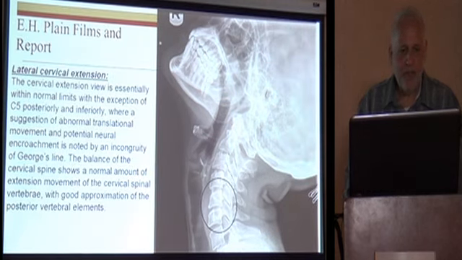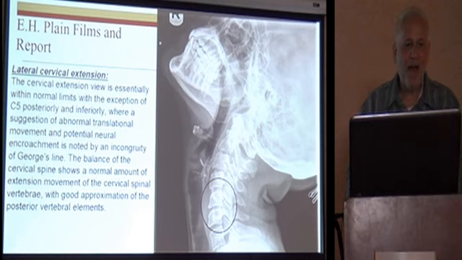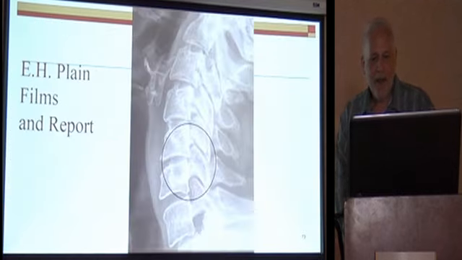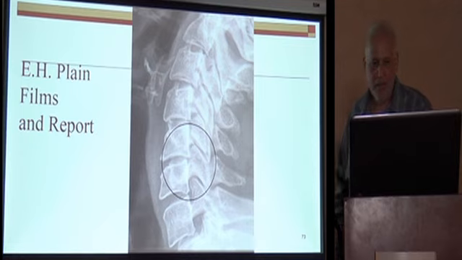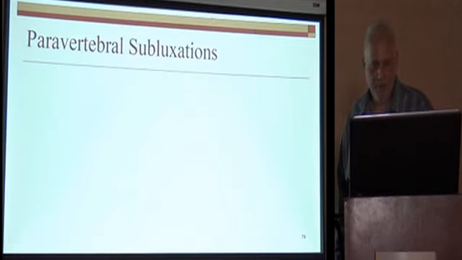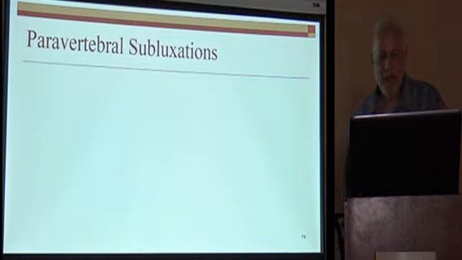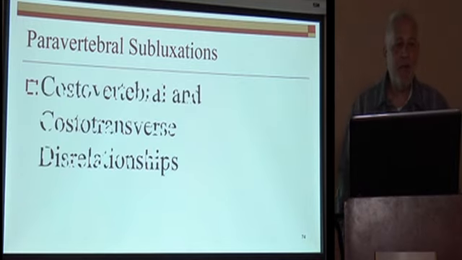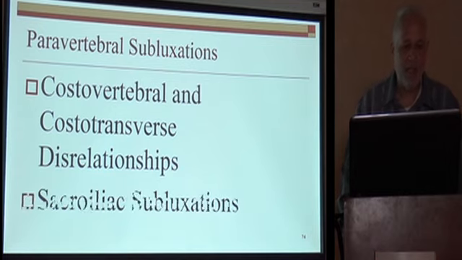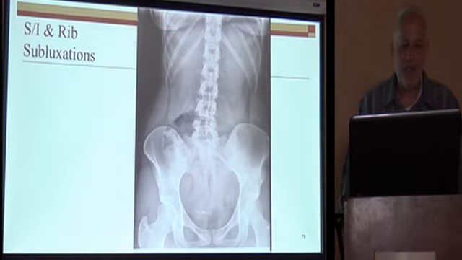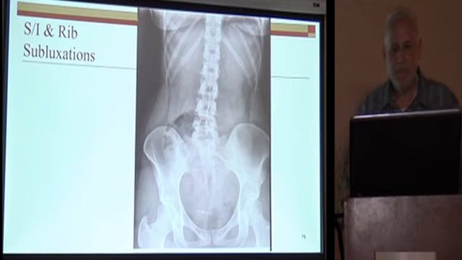With the cervical extension view, it's within normal limits, except C5 posteriorly inferiorly, there's translational movement by a break in George's line. So if we look close up, this is what I was talking about. The back of the vertebra, nice and smooth till we get here, a bit of a jump. So I consider that a subluxation. Point them out everywhere. Medicare doesn't care if they're paravertebral subluxations, so if they're of the ribs or costotransverse relationships, that's fine. Sacroiliac subluxations are okay. Here's one.